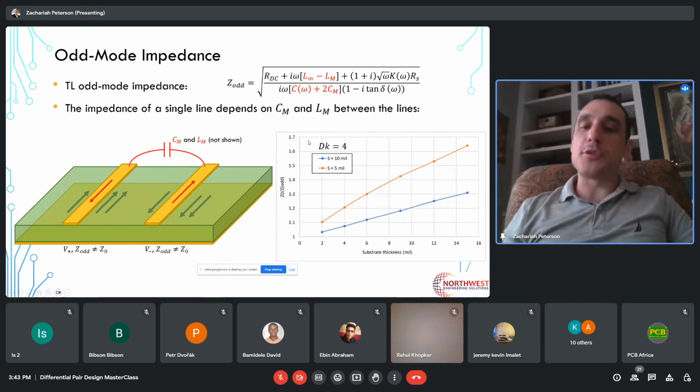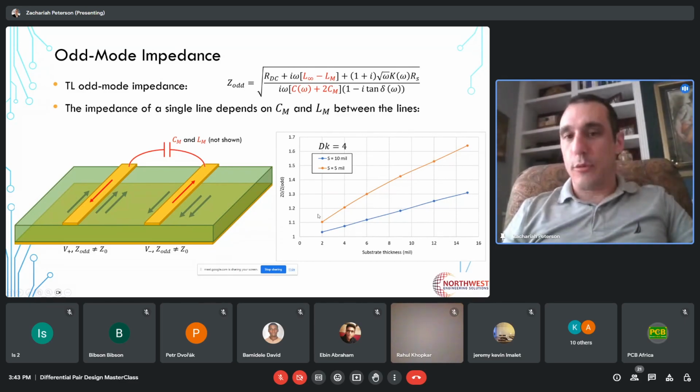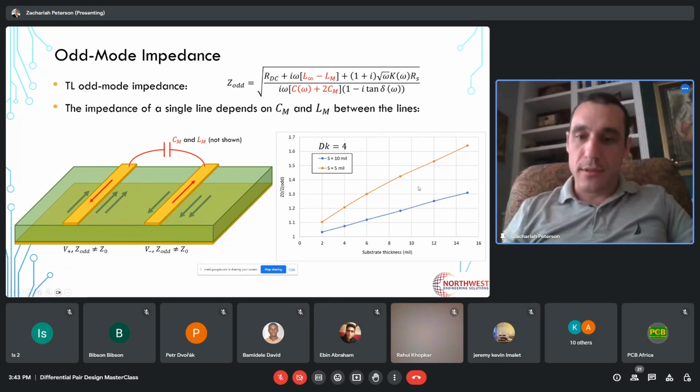Now, this is without coplanar ground. Now, what do you think is going to happen with coplanar ground? Well, with coplanar ground, we might expect one of these traces to be brought down a little bit, and then that would bring our odd mode and characteristic impedance closer together.